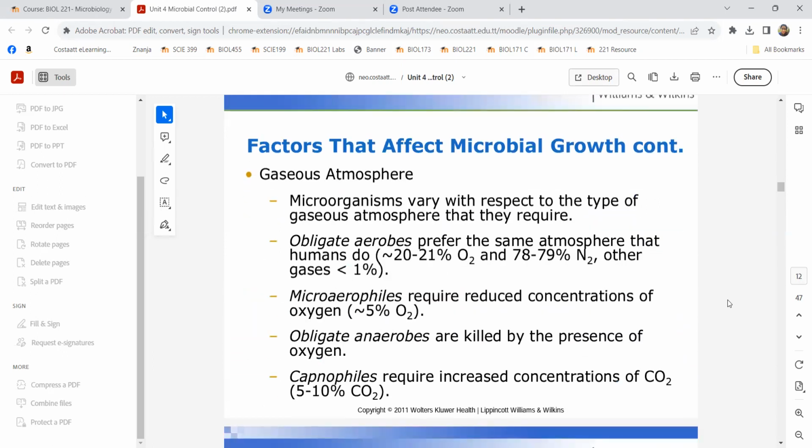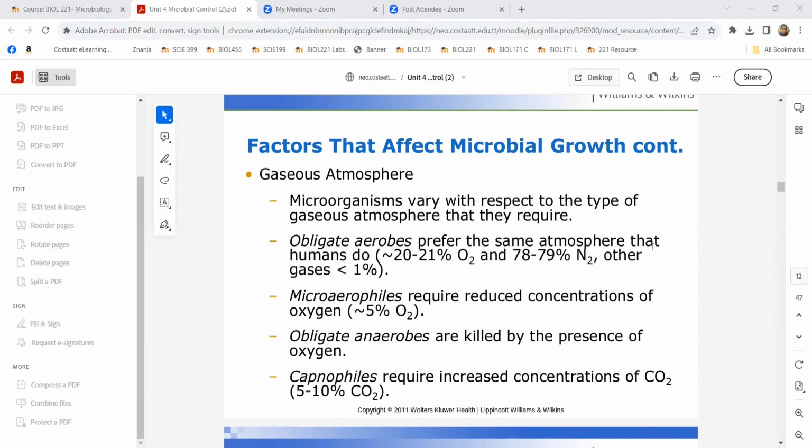Another factor affecting microbial growth would be gaseous atmosphere. With gaseous atmosphere, you have organisms needing specific types of gases to survive, and you can categorize organisms. Again, some terms you all need to know. Obligate aerobes would be organisms that prefer the same environment that we do, which is mostly oxygen.